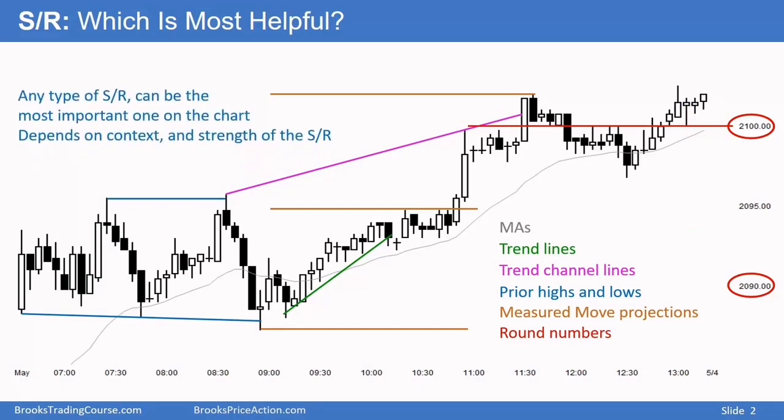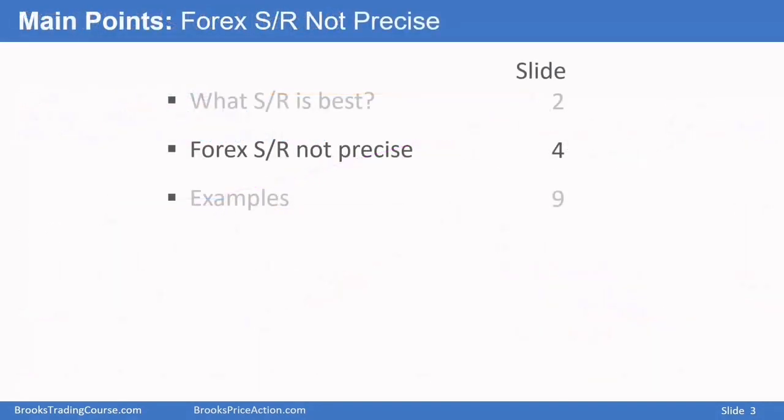Which one's the most important? Well, any type of support and resistance can be the most important one on the chart. It depends on the context, and it depends upon the strength of the support and resistance. Forex support and resistance is not as precise for many reasons. I'll talk about some of them now.